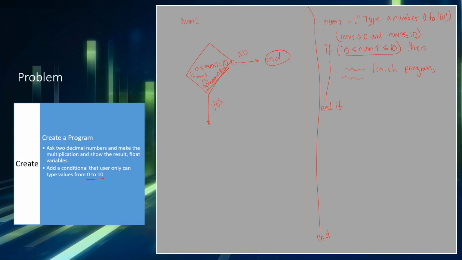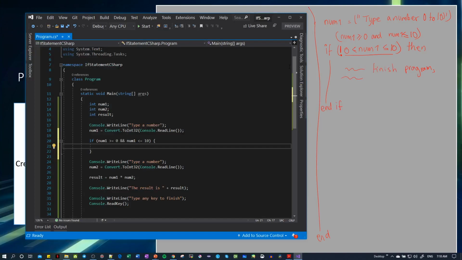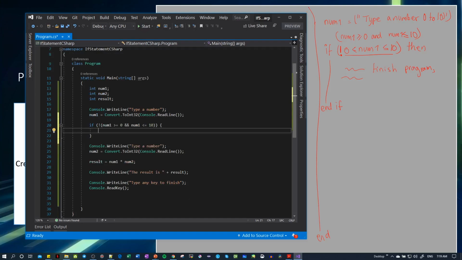So for this, we need to negate, and with this, we negate the condition. So here, let's negate the condition. So we close this and we negate. So here we are negating. So if this is true, it will become false, and we need to finish the program. To finish the program, in here in C# we need to put return, so it will break the program and it won't continue with the next one.